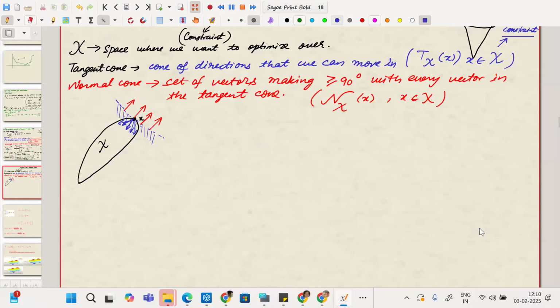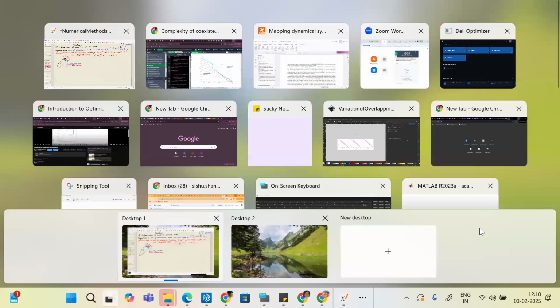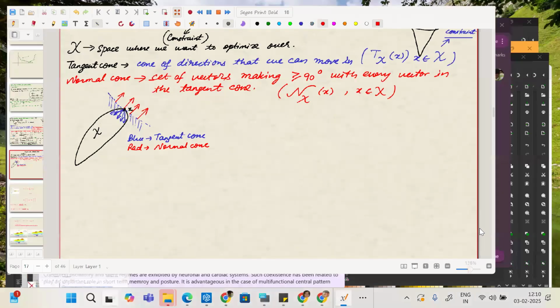Okay, so the blue vectors you are seeing are the tangent cone, and the red you are seeing is the normal cone. Fine. Let us take some other points.